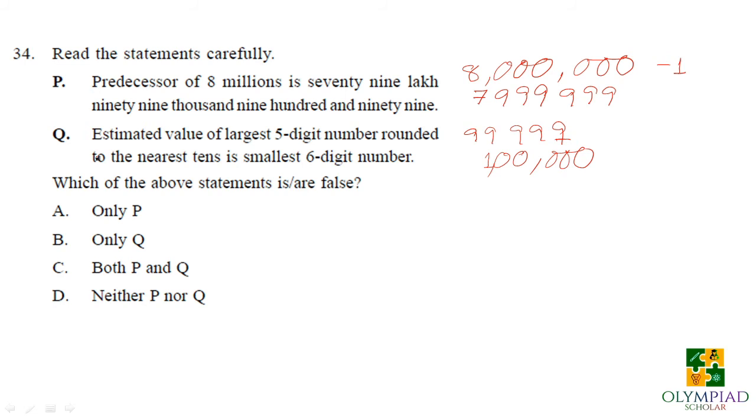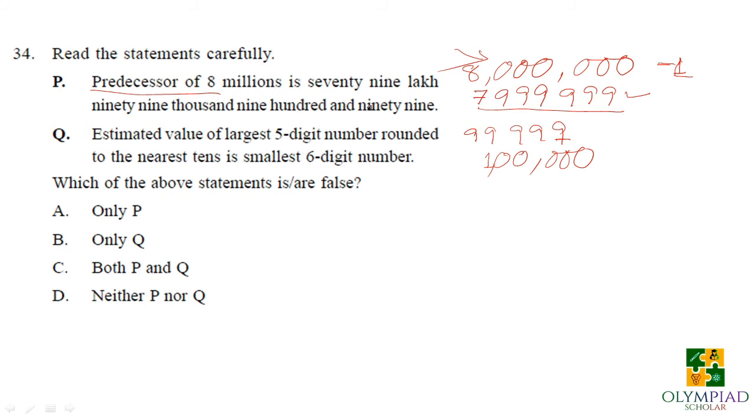So next question is: read the statements carefully. Okay, we have to read it carefully. Predecessor of 8 million. I have written 8 million here. So in order to find the predecessor, you need to subtract 1 from it. Okay, so I have actually subtracted it for you. That is, this number is there. So if you want to write it in the Indian place value chart, you can put the commas accordingly, or in the international place value chart, you can do the same.